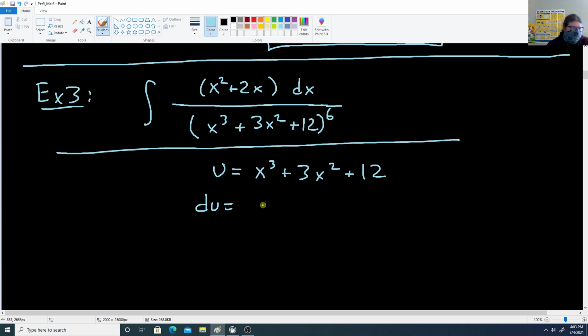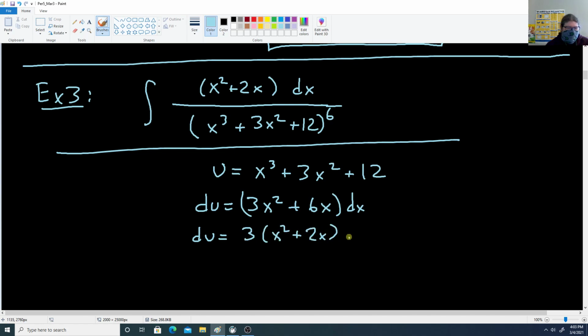Then I'm going to need to calculate du. So the 3 comes down, I get 3x squared plus the 2 comes down, that's 6x. And then plus 12 goes away, and I get all that times a dx. Well, if I look here, the dx is there. I have 3x squared plus 6x, and here I just have an x squared plus 2x, so these don't match. What we want to note is if I factor a 3 out of this, this is 3 times x squared plus 2x dx. So my du is actually 3 times x squared plus 2x dx.